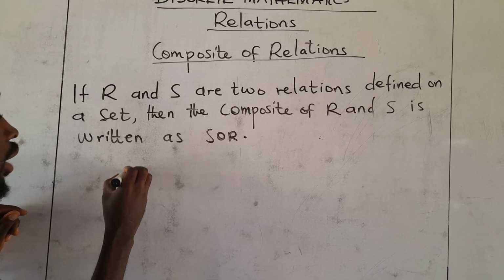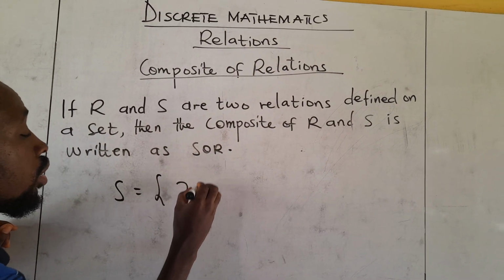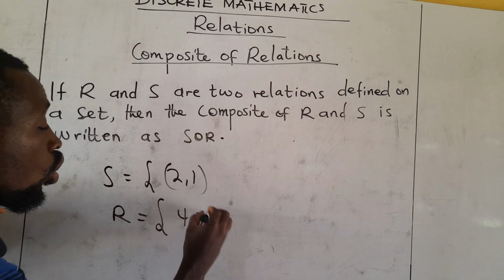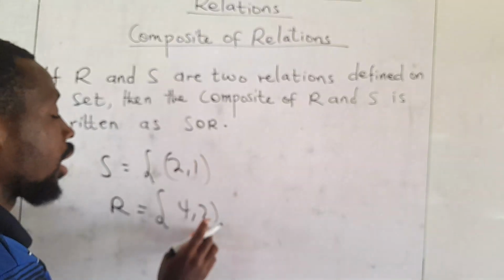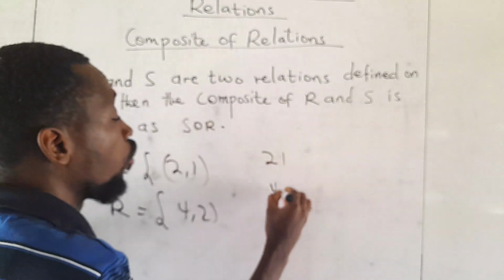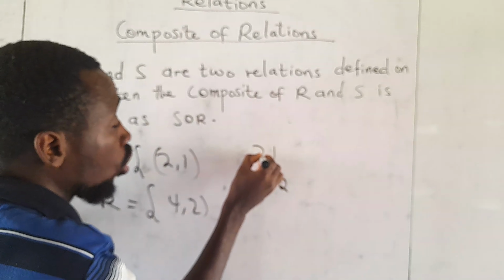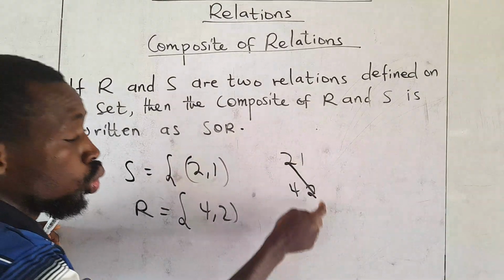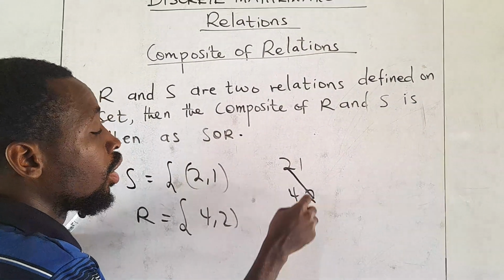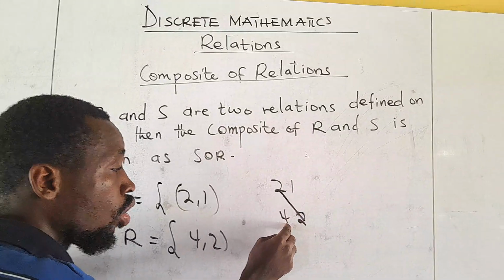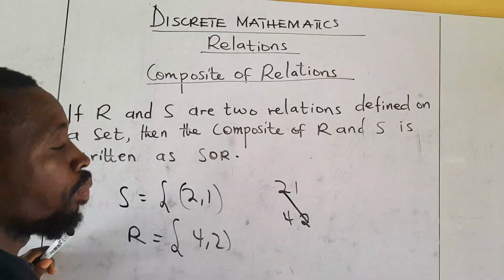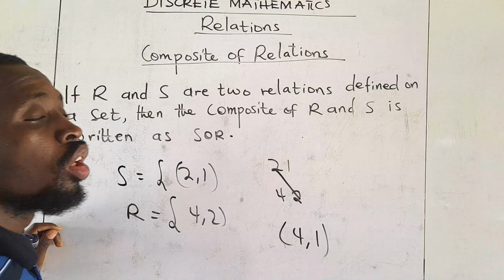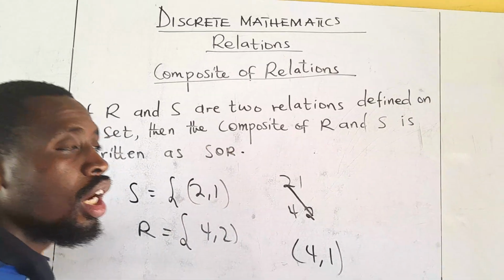For instance, S contains the ordered pair (2, 1), and R contains the ordered pair, let's say, (4, 2). So we are going to match (2, 1) against (4, 2). You see (2, 1), (4, 2). So the first element of the pair in S corresponds with the second element of the pair in R. The 2 corresponds with 2. Then the first element in R will relate to the second element in S. So we have (4, 1) as one of the composite relations of S and R. I hope you get that.